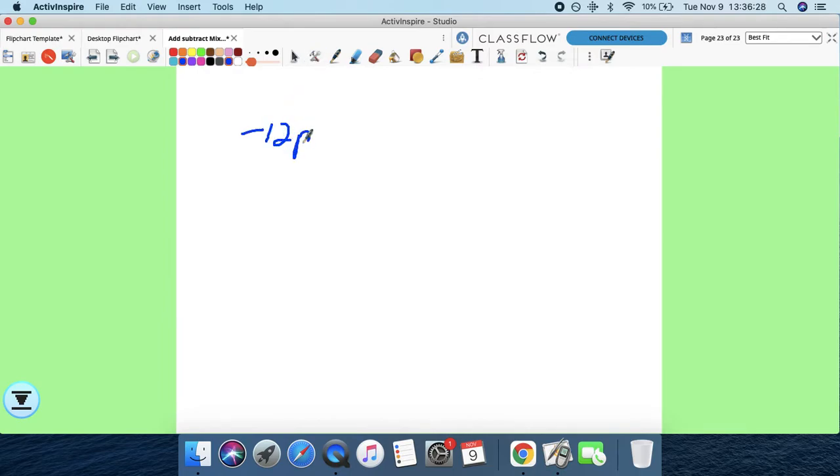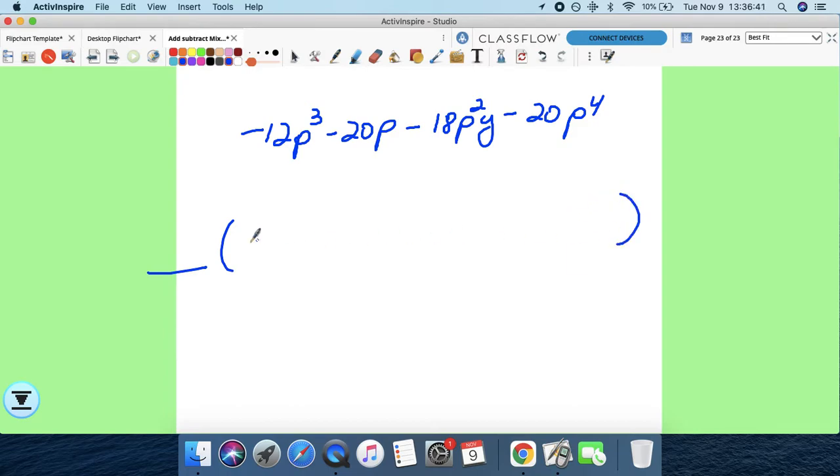Negative 12p^3, 20p, 18p^2y, minus 12, 20p^4. So I personally like to take a positive factor outside, which means that I don't have to worry about changing signs. This has 3 p's, this has 1 p, this has 2 p's and a y, and this one has 4 p's. Well, the greatest common factor looks like 2. Not 3, not 4, so it's a 2.